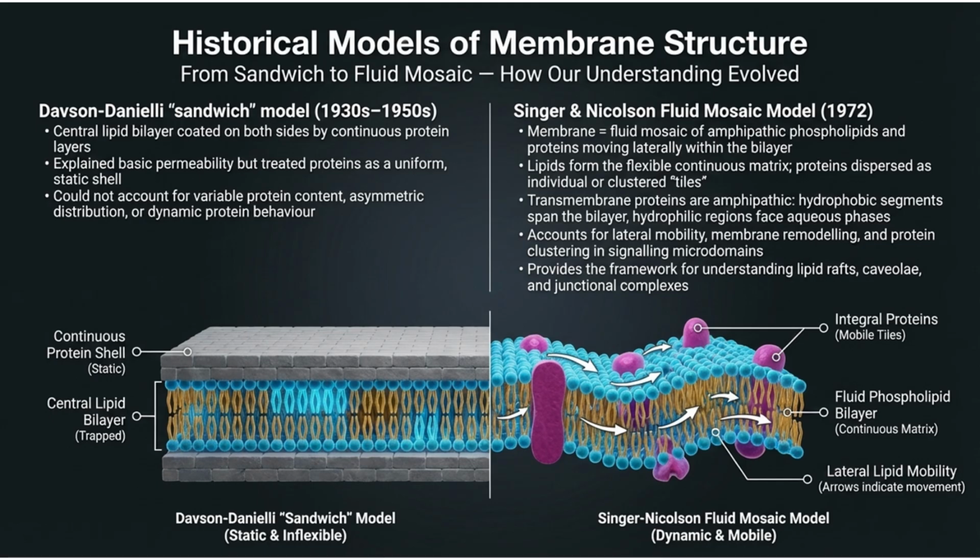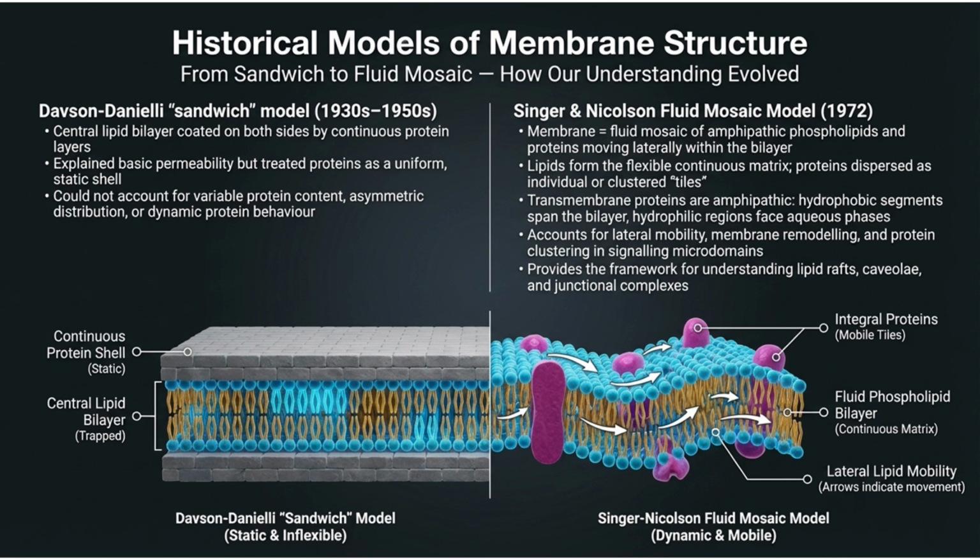Crucially, the model recognized that transmembrane proteins are themselves amphipathic. Their hydrophobic segments span the nonpolar core of the bilayer, while their hydrophilic regions protrude into the aqueous environments on either side. What made this model so powerful was not just that it fit the data available in 1972. It provided a flexible framework that has accommodated decades of subsequent discoveries: lipid rafts, membrane microdomains enriched in cholesterol and sphingomyelin, caveolae, and the specialized junctional complexes that govern cell-to-cell communication. The fluid mosaic model remains our conceptual foundation today, refined and enriched, but not replaced.